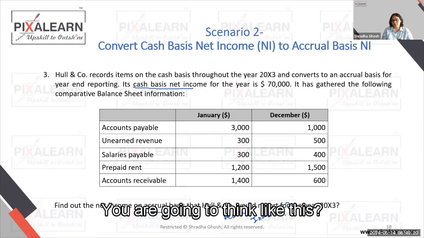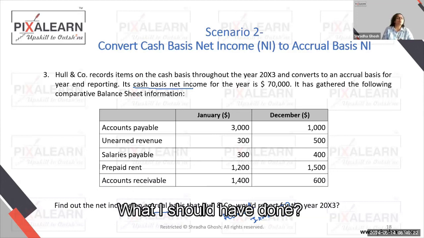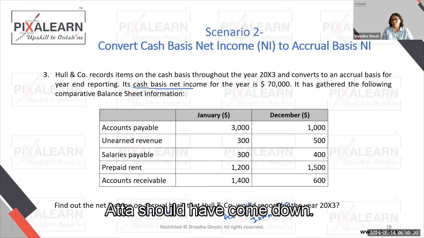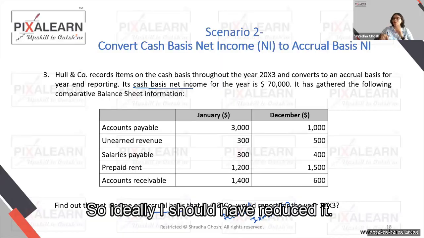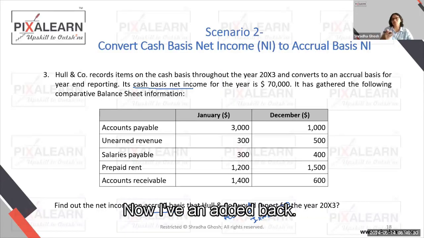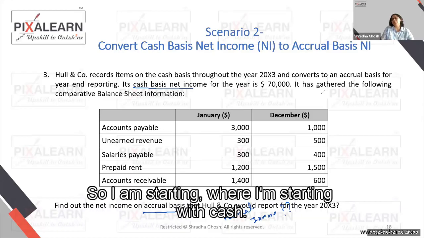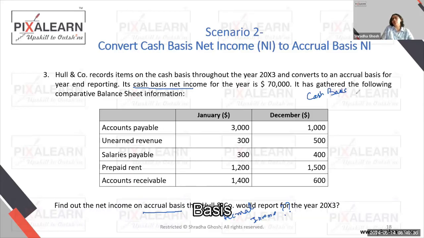You're going to think like this. What I should have done: asset going up, cash should have come down, so ideally I should have reduced it. Now I will reverse it, now I will add it back. So see how we are going to do this. I'm starting where? I'm starting with cash basis net income. How much? 70,000 positive.